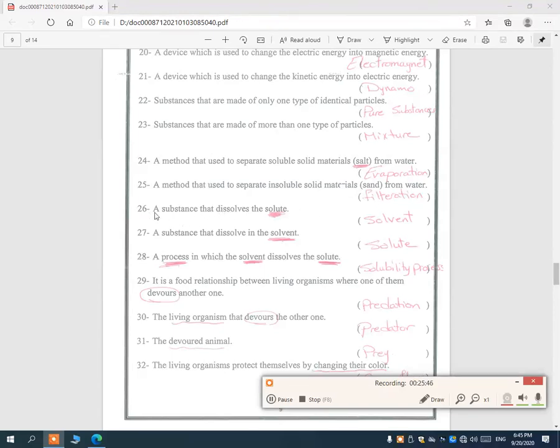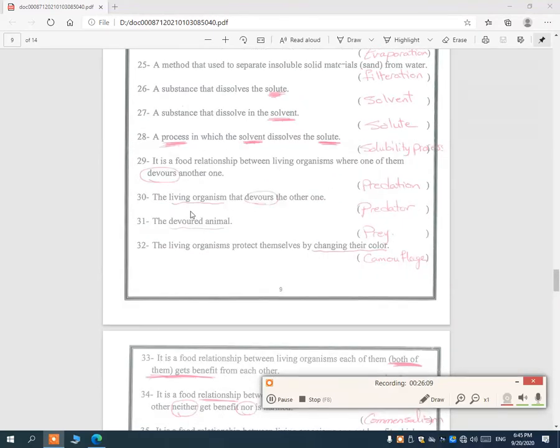Number 26: a substance that dissolves the solute. The name of the substance that dissolves the solute: we said that when we see the solute, it is the solvent. And number 27: the substance that dissolves in the solvent, when you see the solvent, right? Solute. Number 28: the process in which the solvent dissolves the solute. When you see process, solvent and solute, you have to write solubility process.